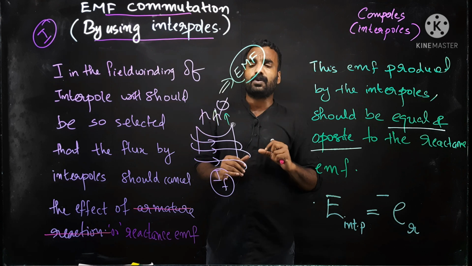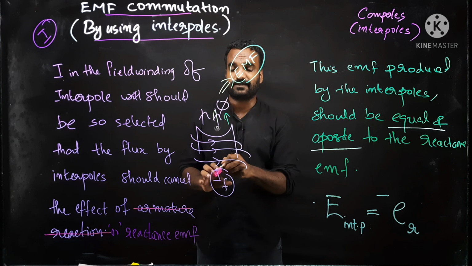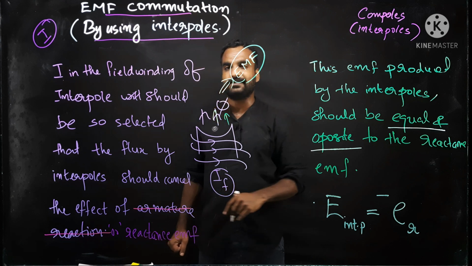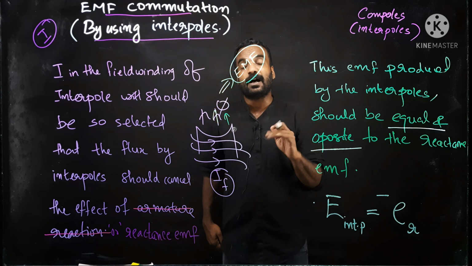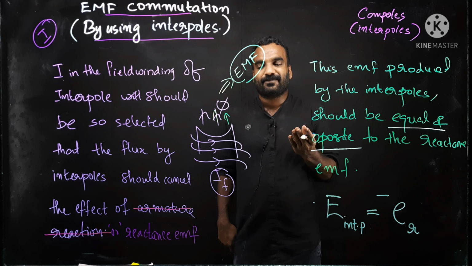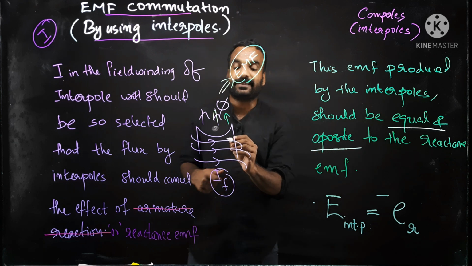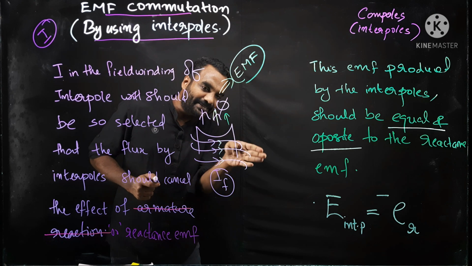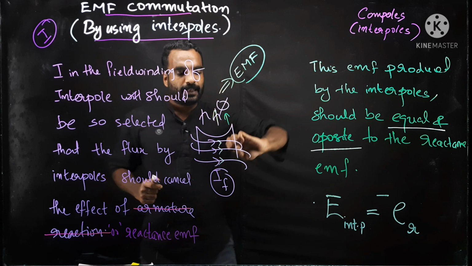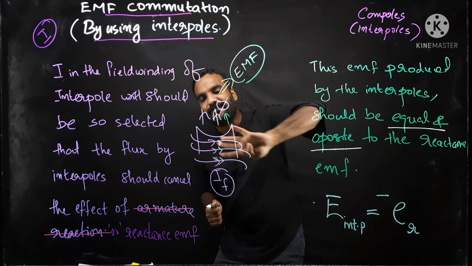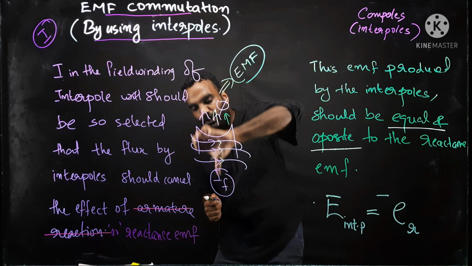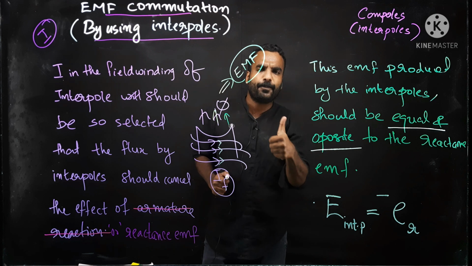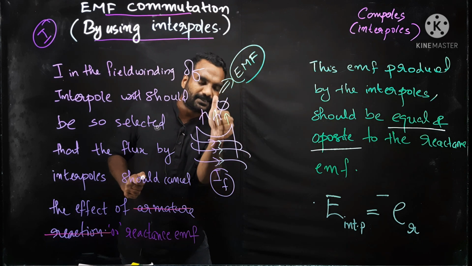Interpoles are the small poles and its flux should be so selected that the flux should cancel the effect of reactance EMF. Now, this is my question. How we can select that flux? Direction of flux is determined by direction of current. If current is going like this, the thumb direction will be flux. If current is going in the opposite direction in the winding, then flux will be moving towards downside. This is the right hand thumb rule, current and flux. I hope you know this. So, if this is the current, flux will be like this.